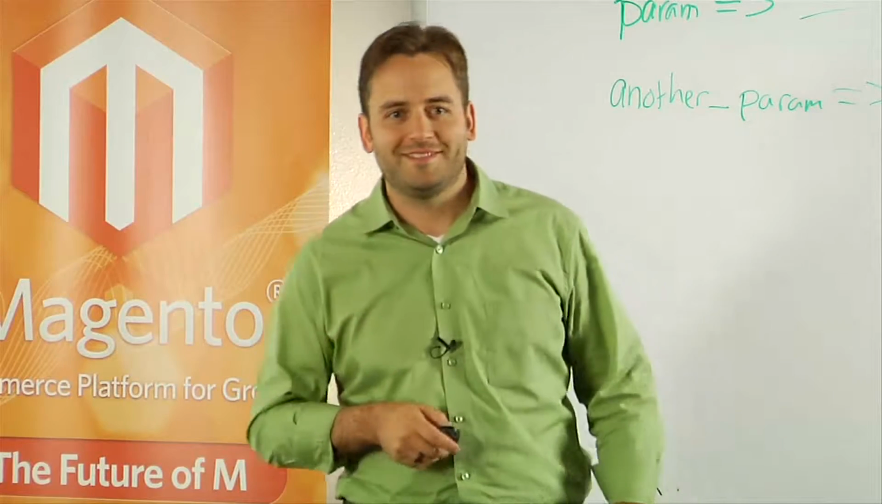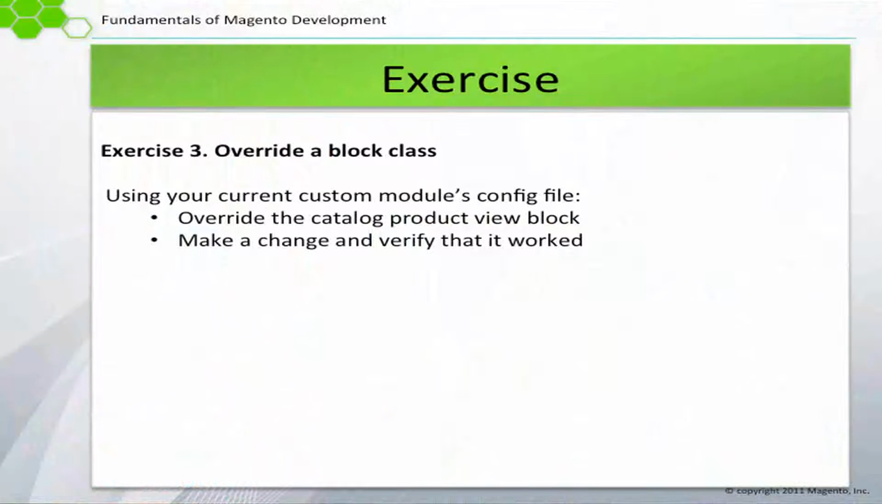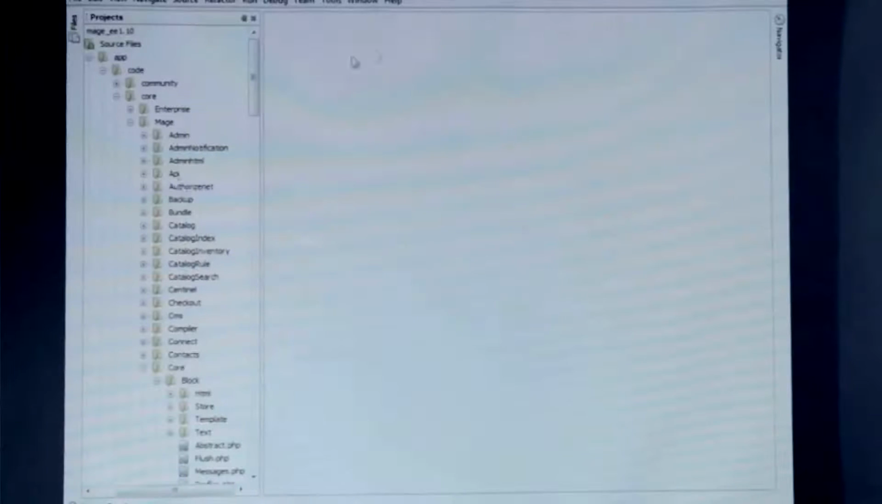So there's your bonus. Overriding a block class. Using your current custom module's config file, override the catalog product view block. Make a change and verify that it worked.